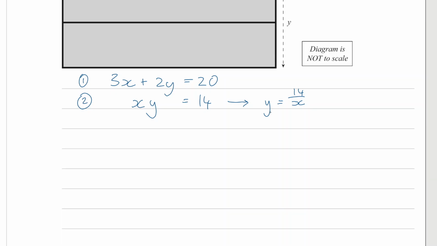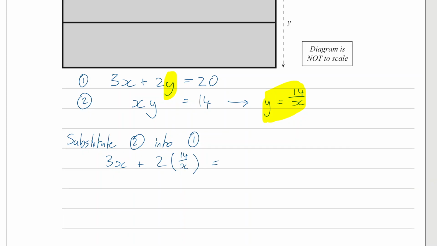And now we can take this y, which is actually 14 over x, and substitute it in for y in the first equation. So we say substitute equation 2 into equation 1. Gives us 3x plus 2y. Now we said y is equal to 14 over x. And the whole thing is equal to 20.